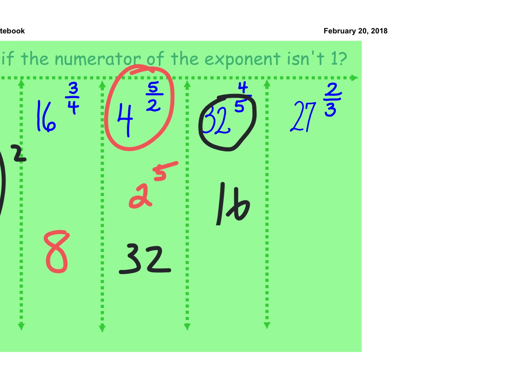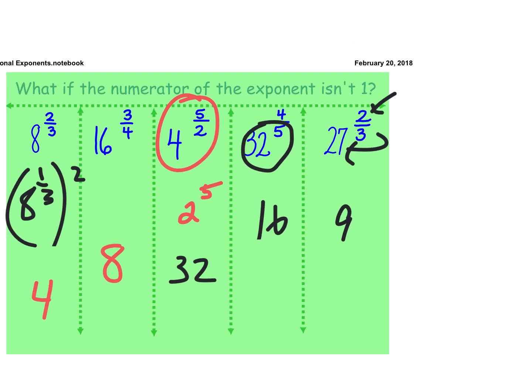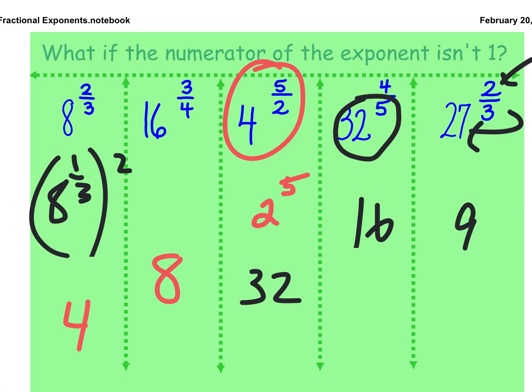And then this one is the 3rd root of 27, which is 3, and then you square it, which is 9. You see how these get to be really quick after a while? What if all of them had been negative powers? Put a 1 over it. That's it. So if this had been negative 2/3 power, then you'd say 1 over 4 is your final answer.